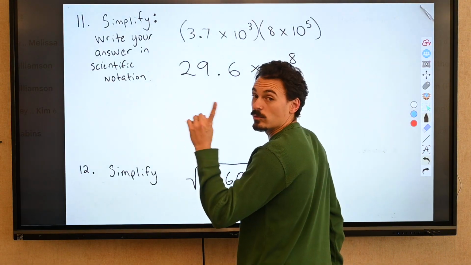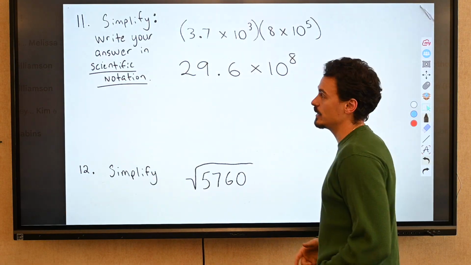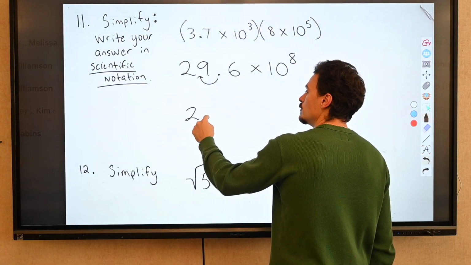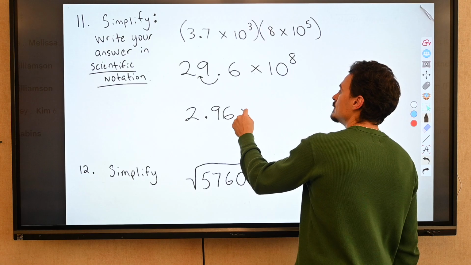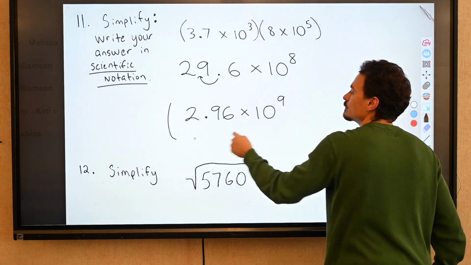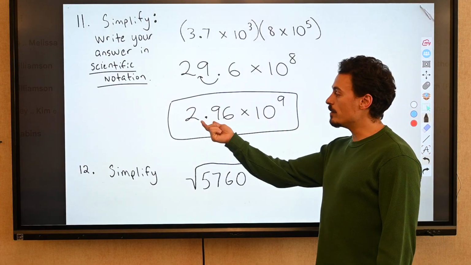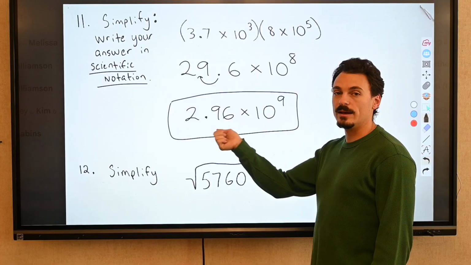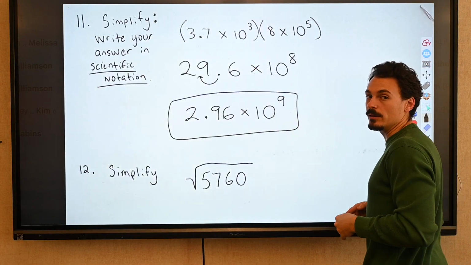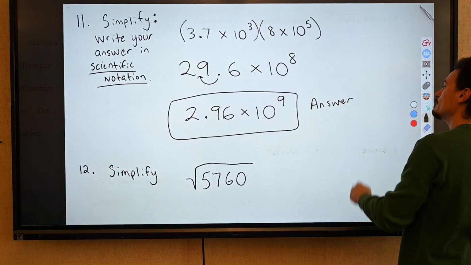Now, you have to write your answer in scientific notation. And this is not in scientific notation. So I have to move my decimal back one. So I have to do 2.96 times 10 to the 9th. The reason I go 10 to the 9th is because I need one more factor of 10 to get where I need to be equivalent to that expression right there, the middle expression.